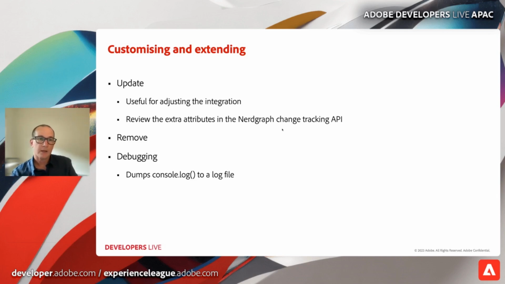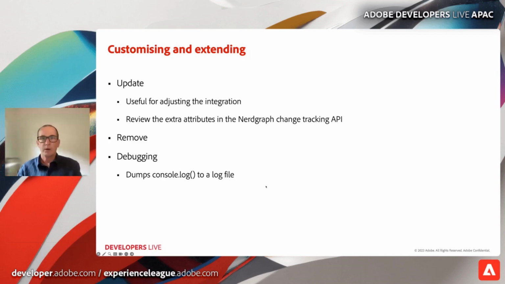I had it in a couple of slides back there. This is all the information you can pull into the change tracking detail. And as for debugging, if you do need to debug, you can put a console log into the activity script. You won't be able to preview that in the browser like you might be used to, but it'll dump the results of the console log to a log file, and you can then review that log file.